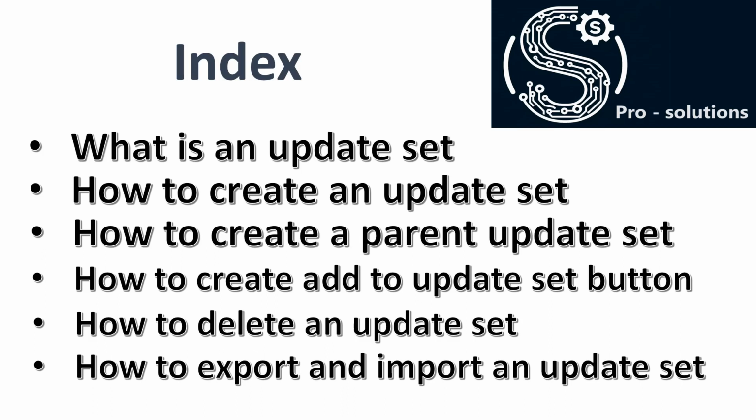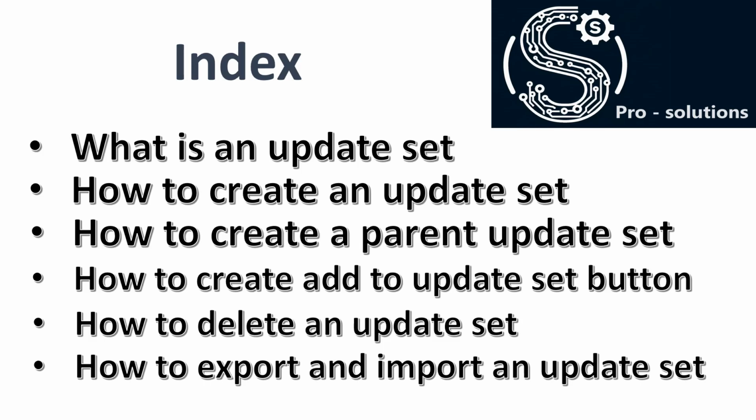This here will be the index that we will follow throughout the video. First of all, we will give an explanation of what update sets are. After this, we will see how to create them and also how we can group several under the same parent update set. Then, we will see how to create a button that appears in all the records in our instance that allows us to add that record to the update set in which we are. And finally, we will see how to delete an update set, how to export it, and how to import it to our instance. So without further ado, let's get started.